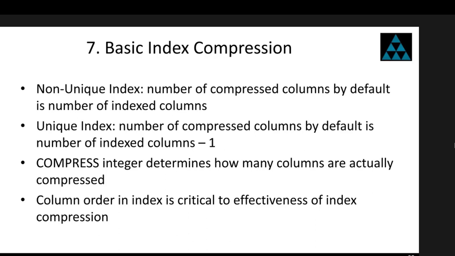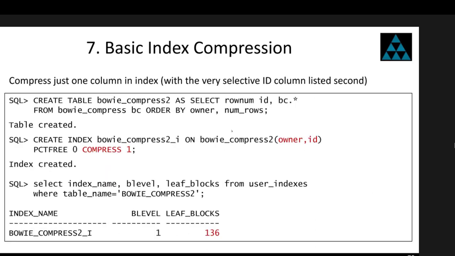It's impossible. All right. So what I'm going to do now, I'm going to create a table based on the previous one, but I'm going to add a new column, row num. And row num is effectively unique. So I've now got a unique attribute regarding this table. I'm going to create an index now with owner, ID.